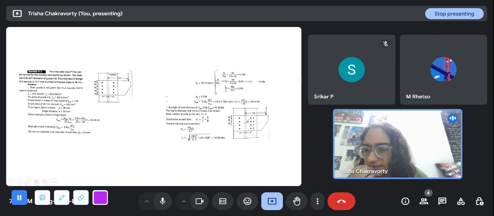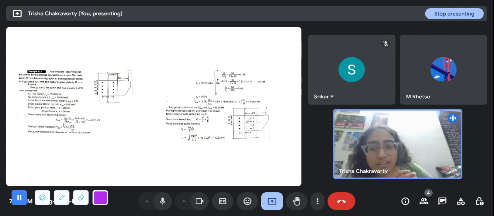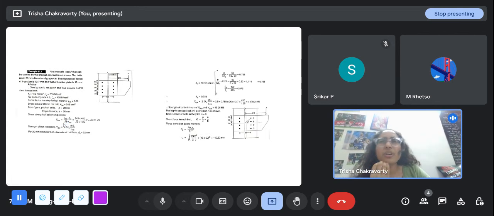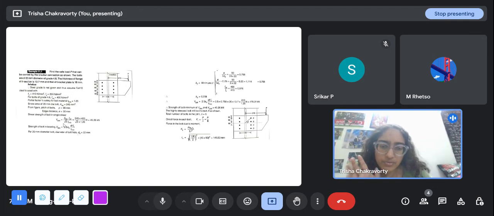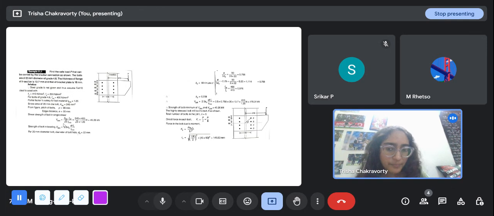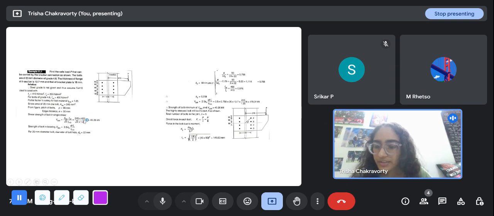Shear strength of bolt in single shear, this is the formula that we have learned earlier: area into fub, that is of the bolt, divided by root 3. Okay, but this root 3 I have not explained earlier. When bolts undergo shear, this root 3 comes from a von Mises failure criterion or something. It has to do with shear. So these root 3s only appear in shear and never in tension. I don't know the exact details. And the partial safety factor is 1.25. So this is the shear capacity.